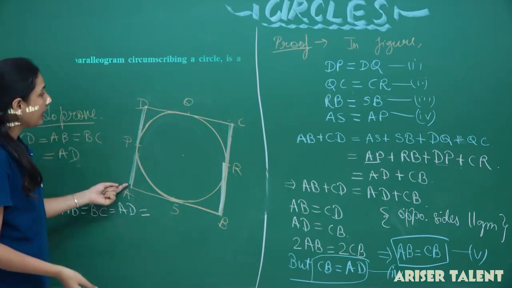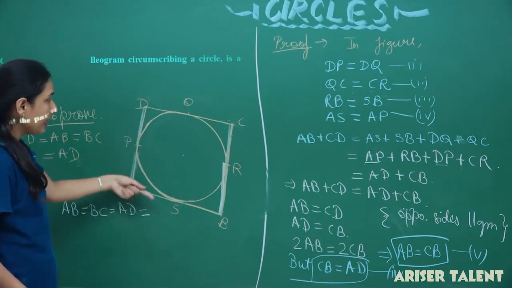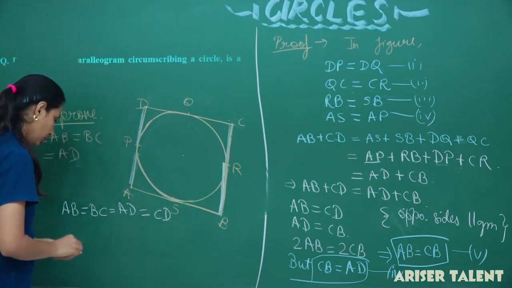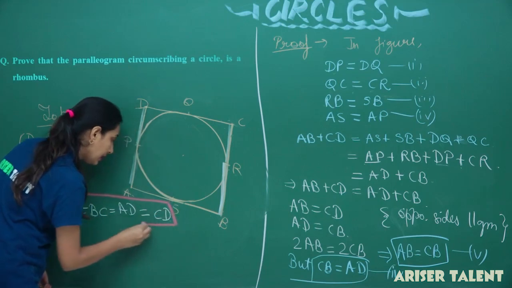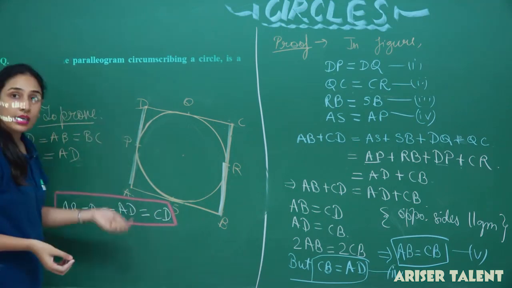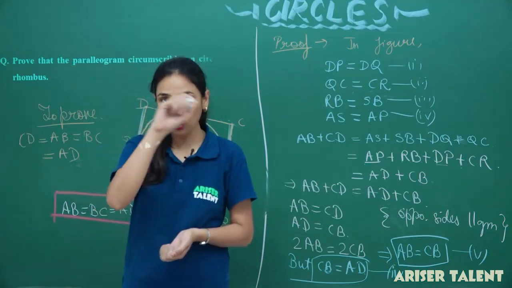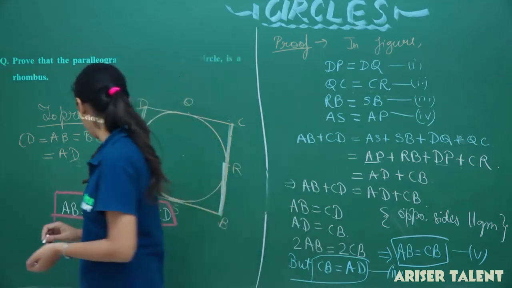Okay. Now this AD equals to CB. Okay. And AB was equals to CD. So I have proved that this is a parallelogram with all sides equal, and if a parallelogram has all sides equal, then it is what? A rhombus. Okay.